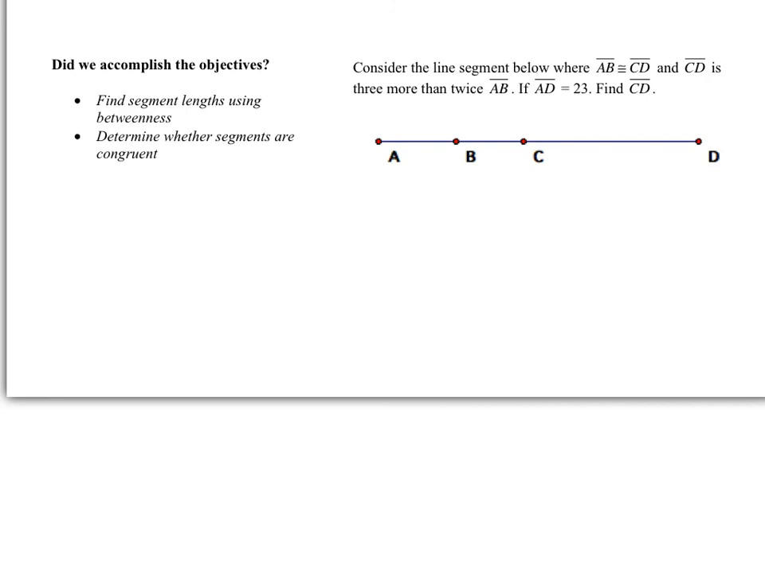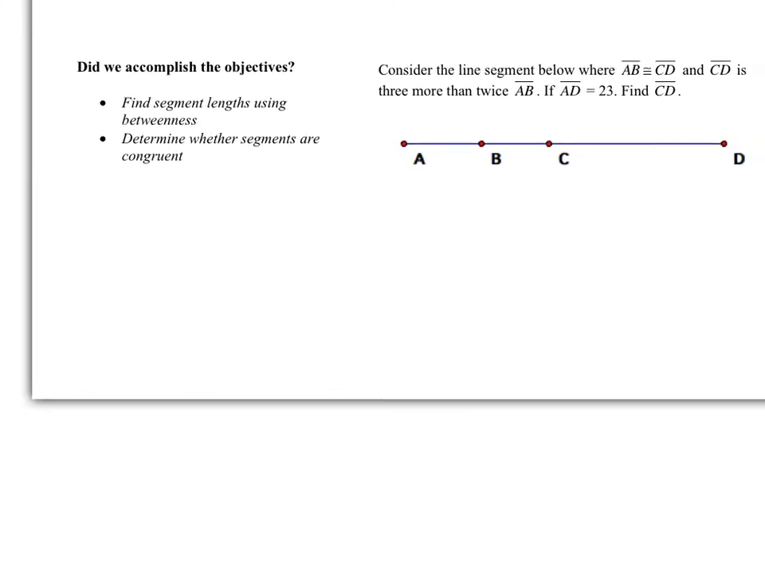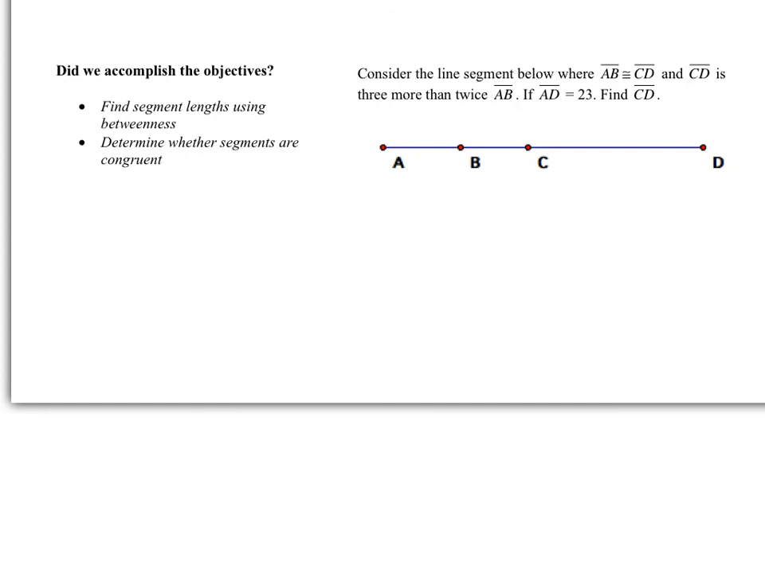It says, consider the line segment below where AB is congruent to CD. Okay, so AB, this one, AB is congruent to CD. Something that I didn't tell you earlier in the video. To show congruence, we put a tick mark. That means congruent. So AB and CD are the same.